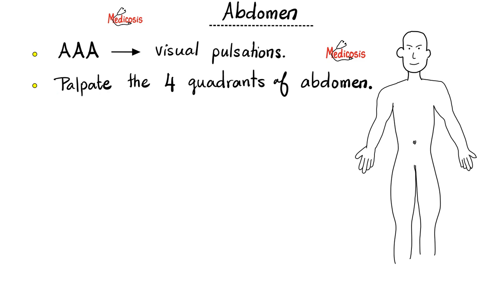Examining the abdomen. If the patient has abdominal aortic aneurysm, we expect abnormal pulsations around the umbilicus.